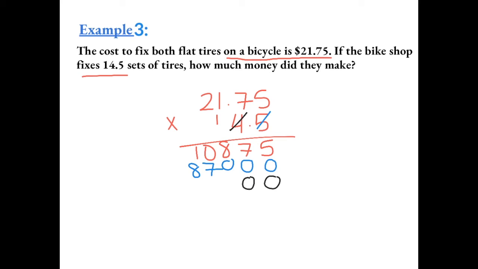So now 1 times 5 is 5. 1 times 7 is 7. 1 times 1 is 1. 2 times 1 is 2. Now we're going to add. So we have 5, 7.